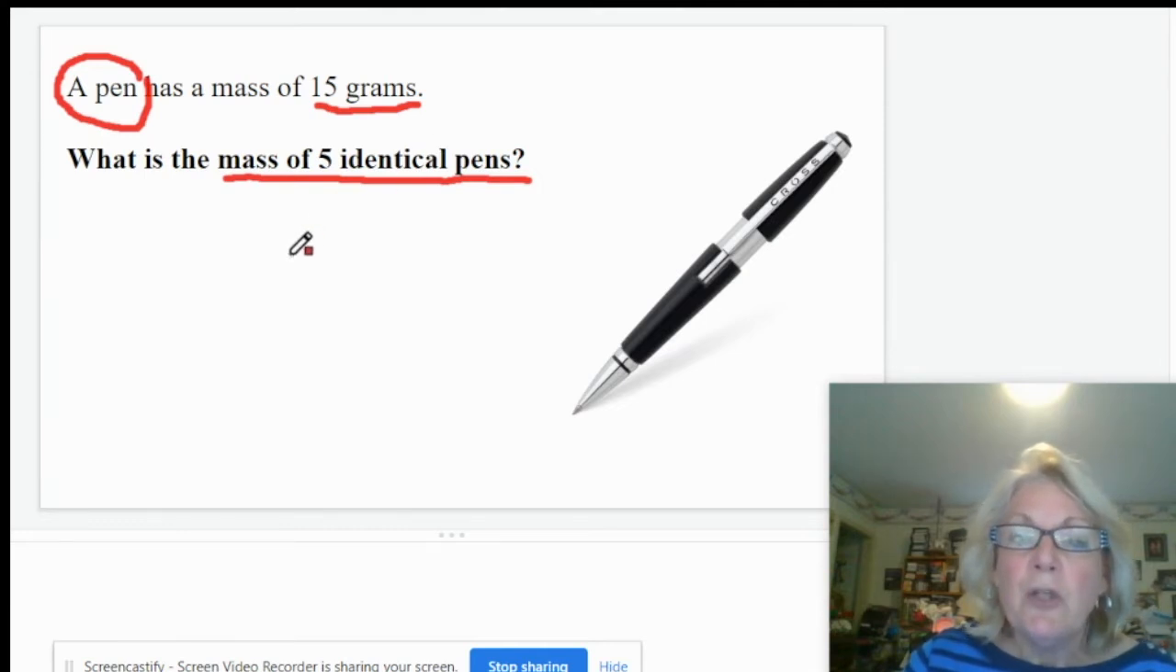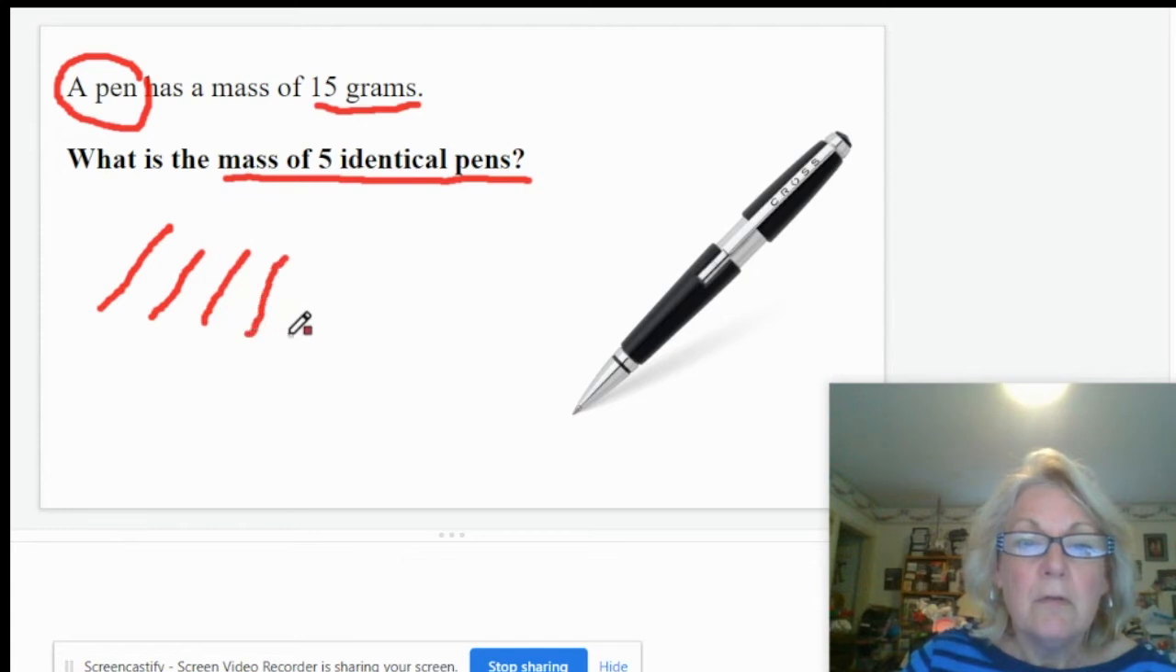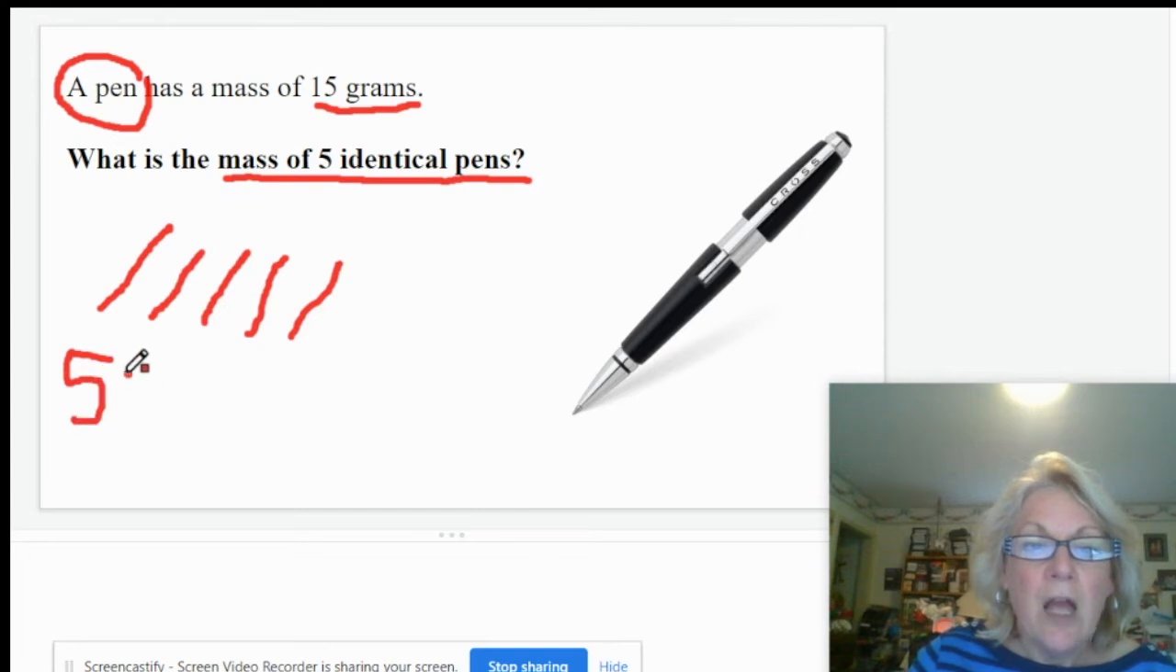So the third step is I want to choose my strategy. I know last time it helped when I drew the picture, so I'm going to draw the picture again. Oh, you're right. I need to draw 5 pens. Great. And I hope you're doing this along with me. All right, so we have 5 identical pens. And so what strategy did we use last time when we saw that we had each pen weighing 15? That's right. It would be 5 times 15.